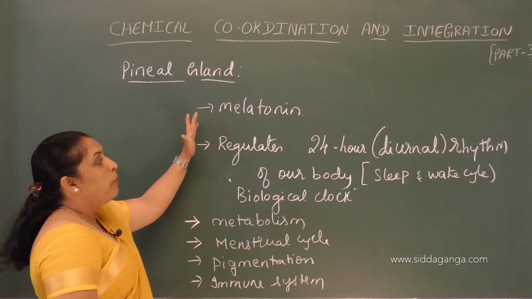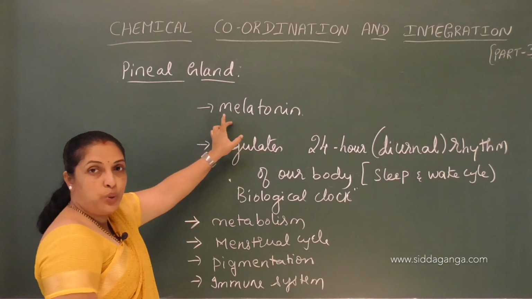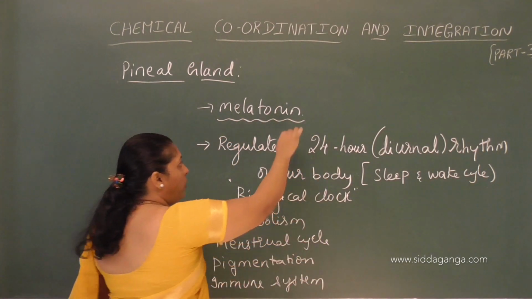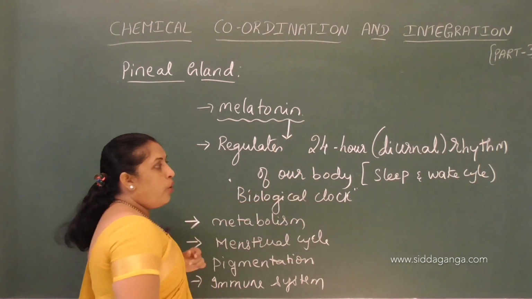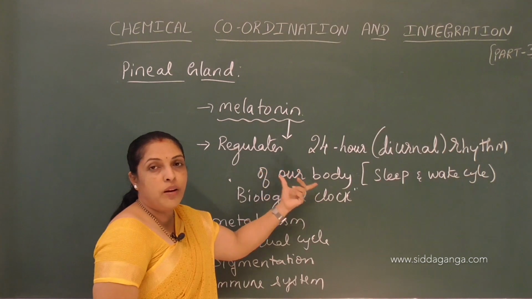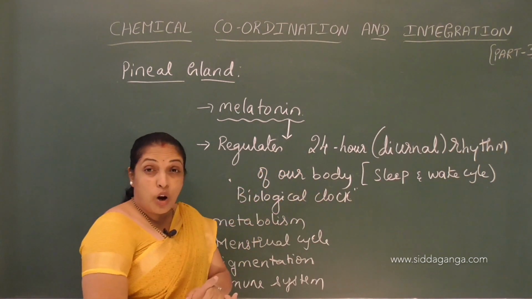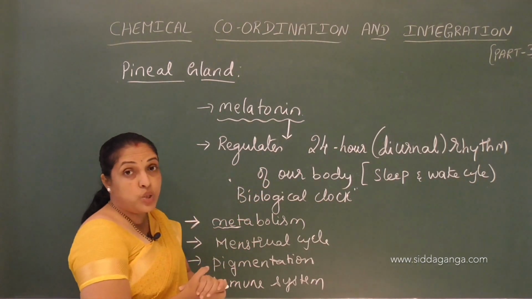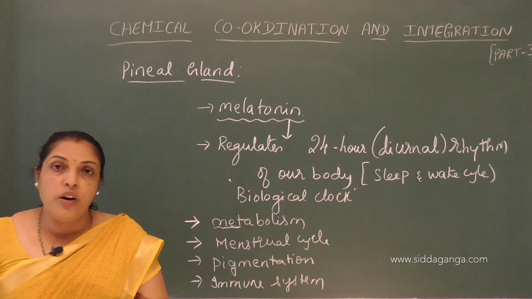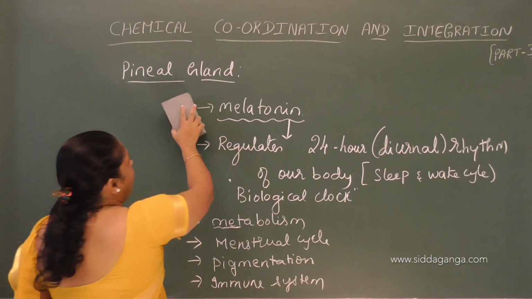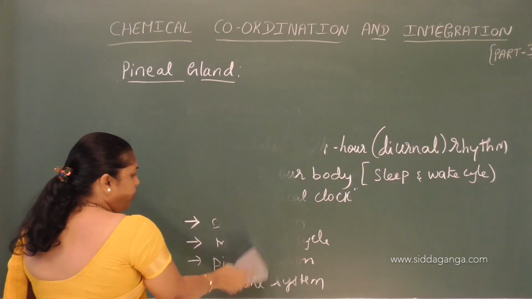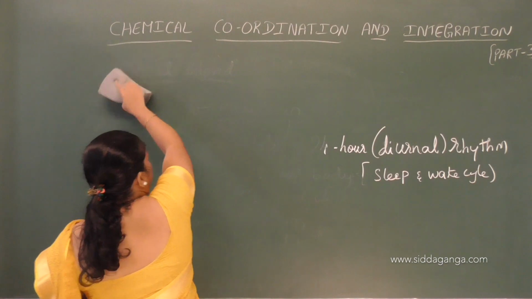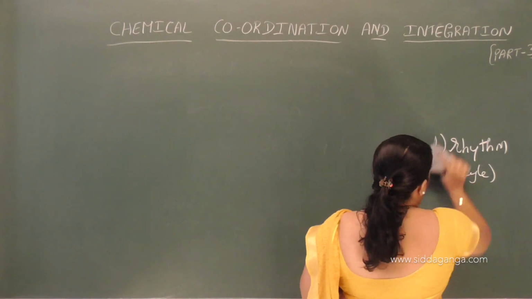This is about pineal gland. This gland produces only one hormone, that is melatonin. Melatonin mainly helps to regulate the 24-hour diurnal rhythm of our body, that is sleep and wake cycle. It acts as a biological clock. With this, it also influences other functions like metabolism, menstrual cycle, pigmentation, and also our immune system. It increases immunity of our body. You know that immunity means the ability of an organism to fight against diseases. It is about pineal gland.